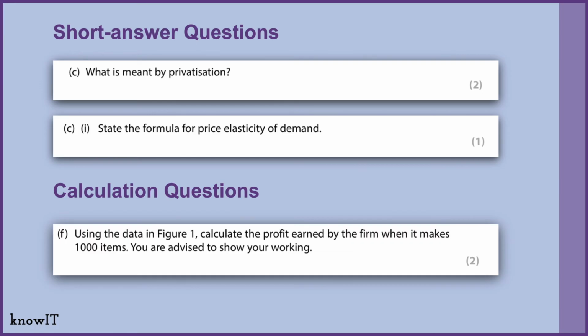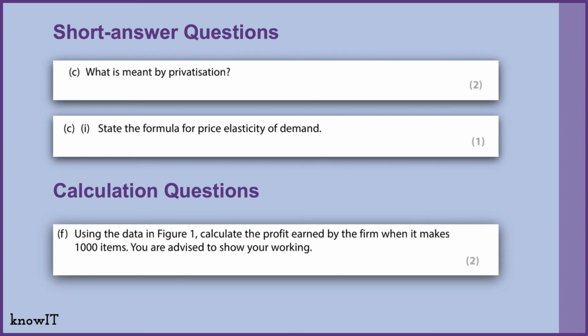Okay, so these calculation questions are not hard to do, actually, most of the time, but since they're tricky, people can get confused. So over here it says, using the data in figure 1, which will probably be above or below, calculate the profit earned by the firm when it makes 1,000 items. You are advised to show your working. So another thing with these calculation questions, you have to show your working, which is why it's probably for 2 marks. Otherwise, you could calculate the profit simply by using your calculator, but you have to show your working. That's where you get your marks.